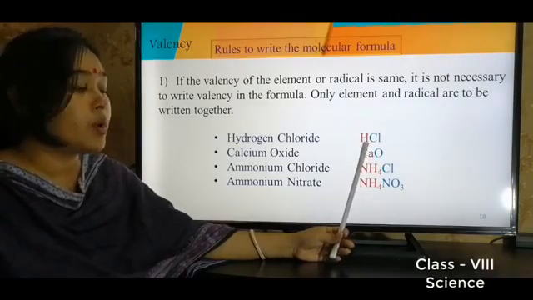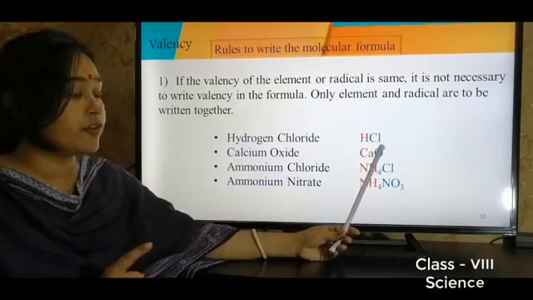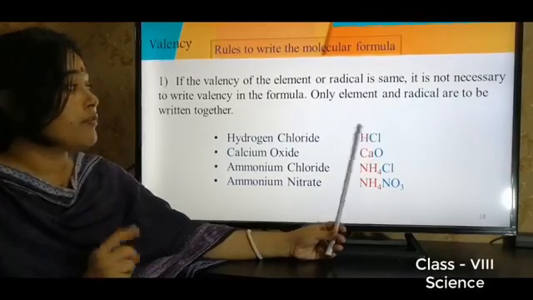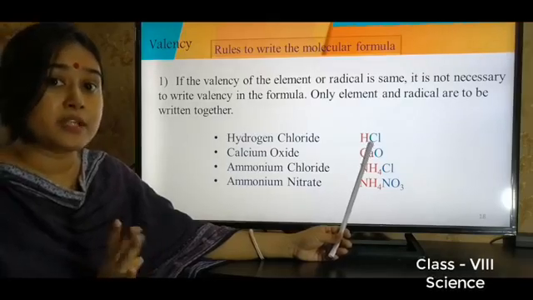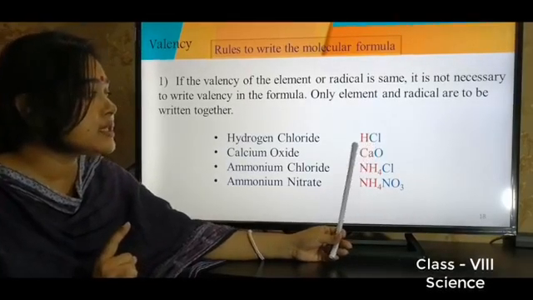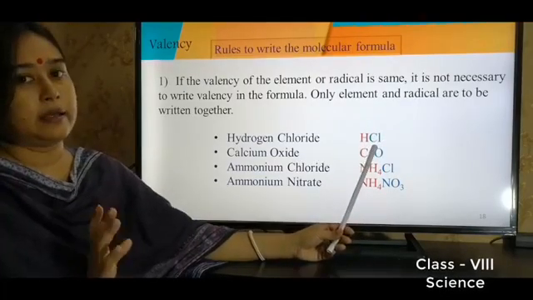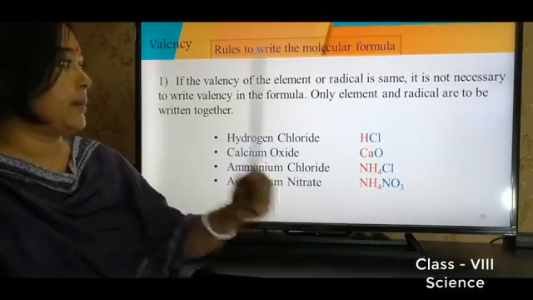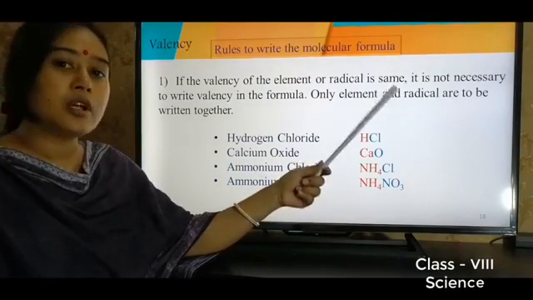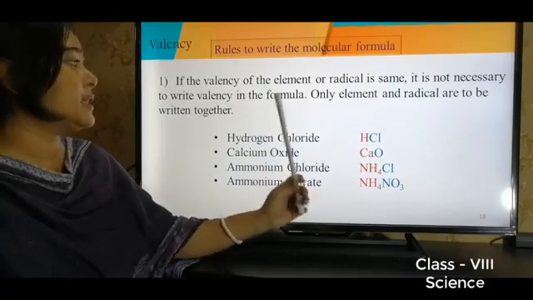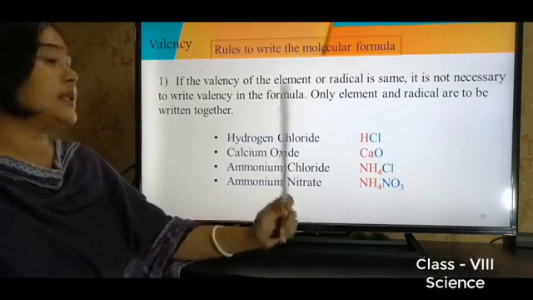Why? Because we know now that the valency of hydrogen is 1 and the valency of chlorine is also 1. So the valency of both elements is the same, that is 1. That's why we didn't write the valency in the formula over here. This is said in rule number 1: if the valency of the element or radical is the same, it is not necessary to write the valency in the formula. Only the element and radical are to be written together.